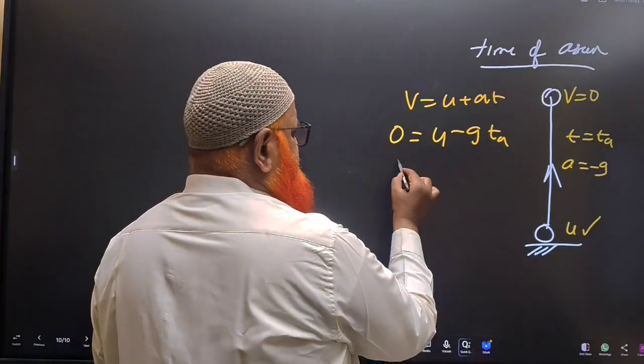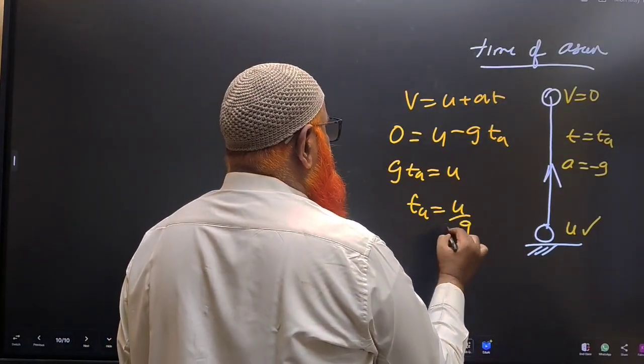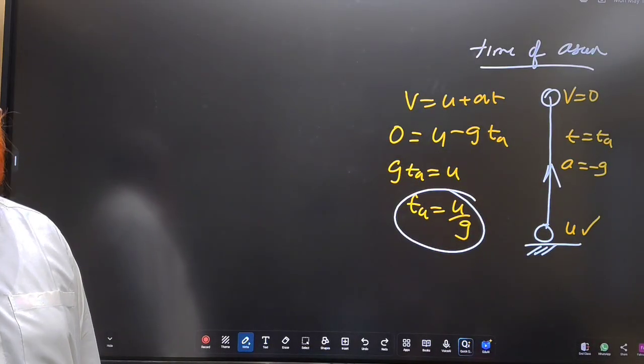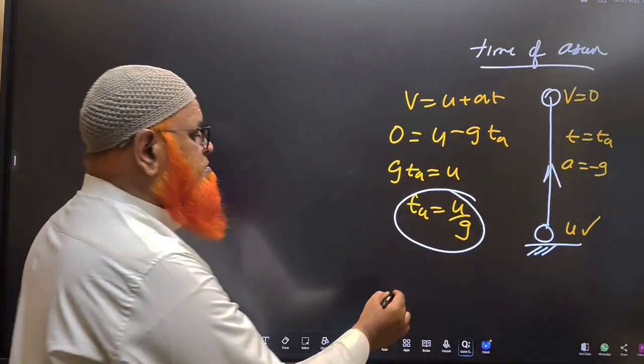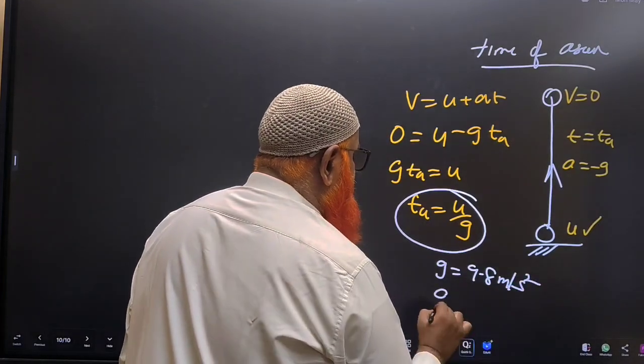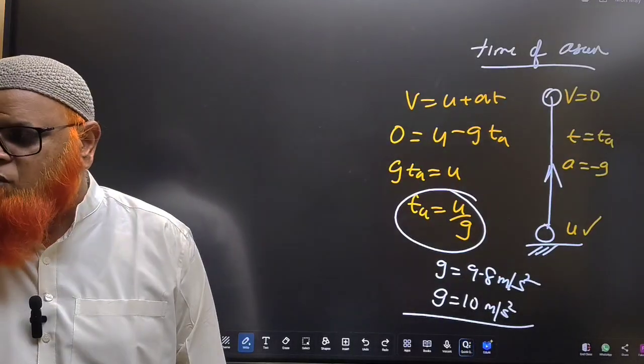So now take this to the left side, g ta is equal to minus u, ta is equal to u by g. You got the formula for time of ascent. But just remember that the accurate value of g is taken as 9.8 meters per second square, and in the problems, they will give you 10 meters per second square to make the calculations easier.